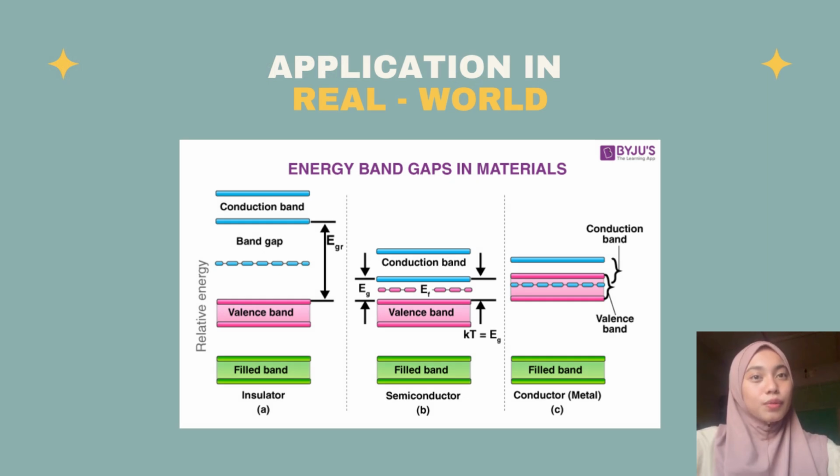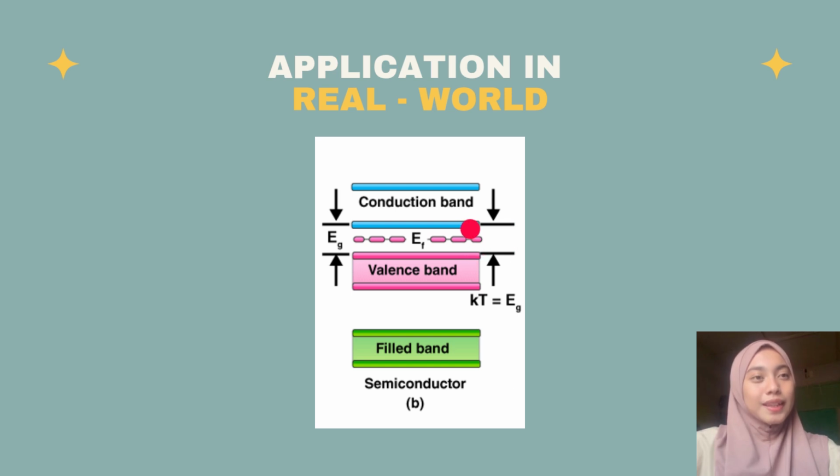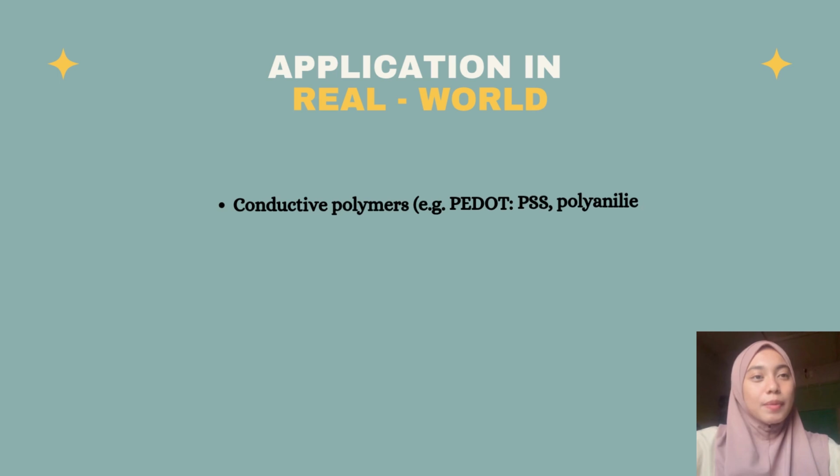This gives rise to three types of materials, which are the conductors, semiconductors, and insulators, depending on the size and position of these bands. In semiconductors, the energy gap between the valence and conduction band is small, so an electron can be excited into the conduction band when energy like a photon is absorbed. This concept is applied directly in flexible solar panels.